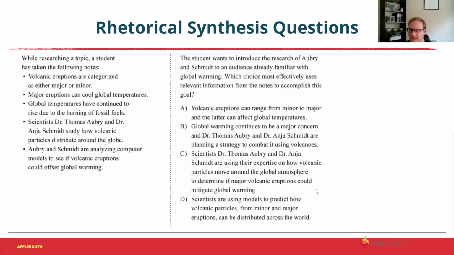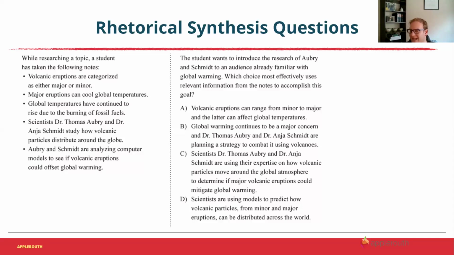And then these questions are at the very end, so kind of jumping ahead, because before you get to rhetoric, there'll be grammar. But these are what we call the bullet point questions. You'll have a question that always says, which choice uses relevant information to accomplish a goal. And for these, the trick is you barely ever need the bullet points. So you can basically block out the left side of the page and just say, all right, what is my job? I want to introduce the research of Aubrey and Schmidt to an audience already familiar with global warming, but really I want to introduce the research of Aubrey and Schmidt.